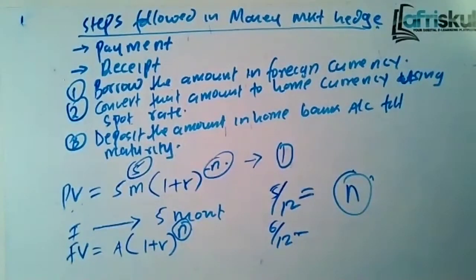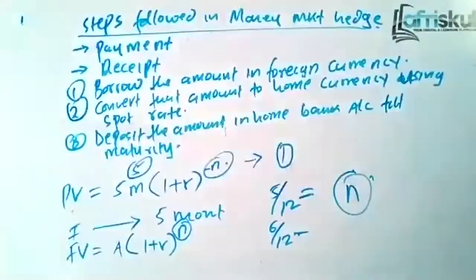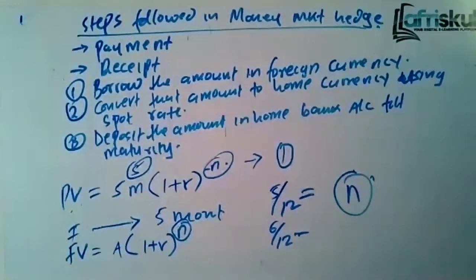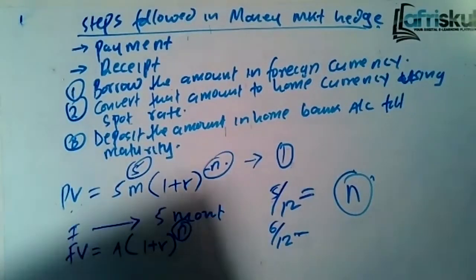Now, I want you to go through that question again. First of all, you need to understand which is the home currency and which is the foreign currency. And you tell me which amount we are going to borrow with and which one we are going to lend with. So can you go through that question again?